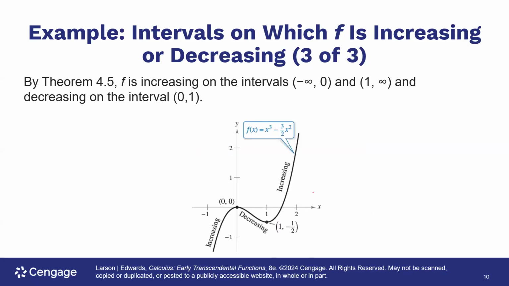Here's an example where we see that function graphically, x cubed minus 3/2 times x squared, and we see that behavior from negative infinity to 0, we see an increasing function. From 0 to 1, we see a decreasing function. And then from 1 to infinity, we see an increasing function.